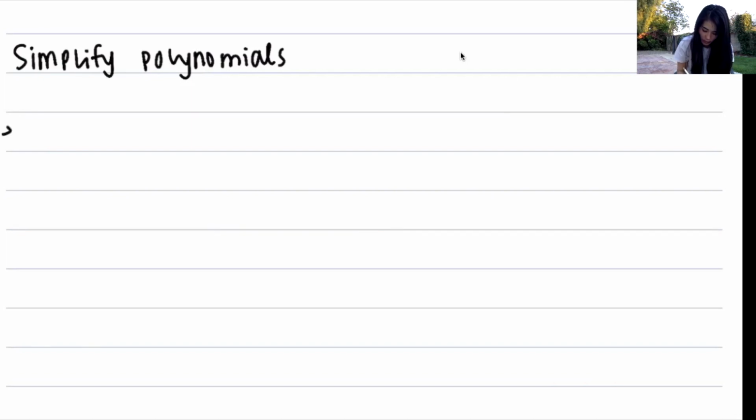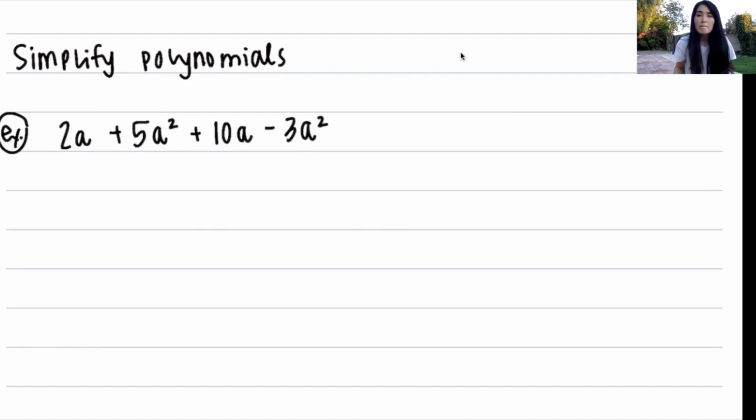So for example, let's say we have something like this, 2a plus 5a squared plus 10a minus 3a squared. All right, so when we simplify here, again, what that means is that we are really looking to combine our like terms.